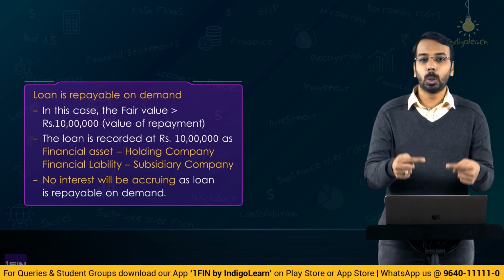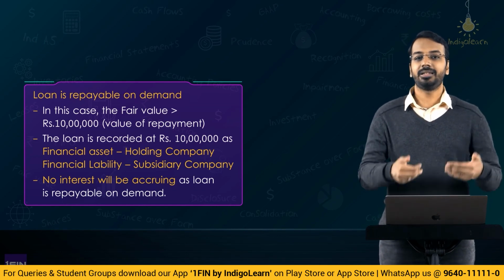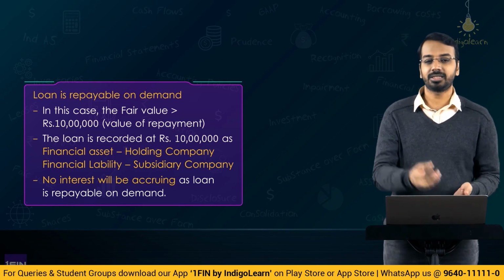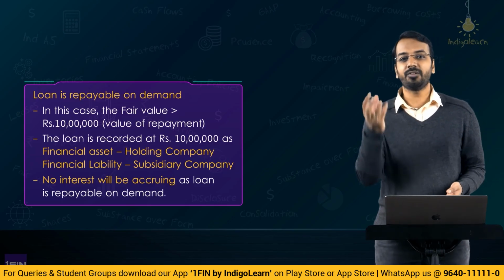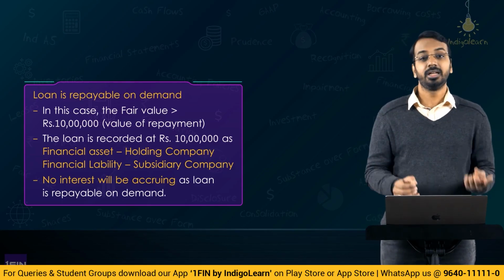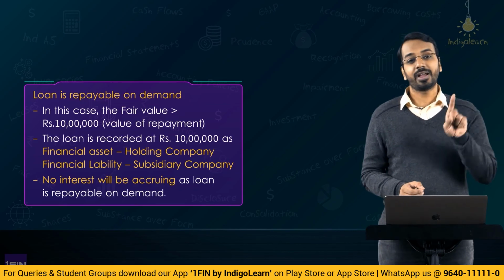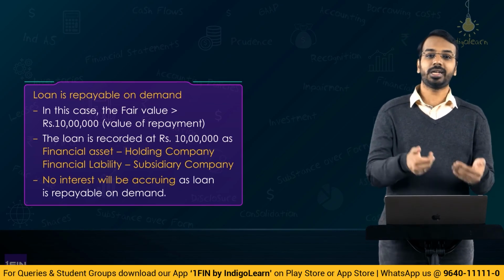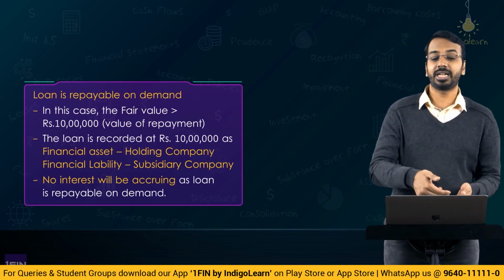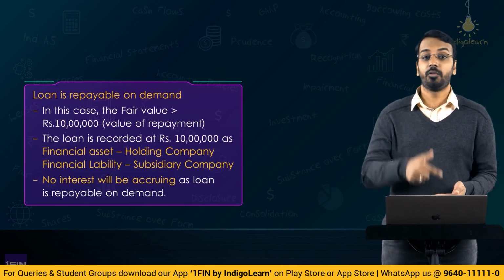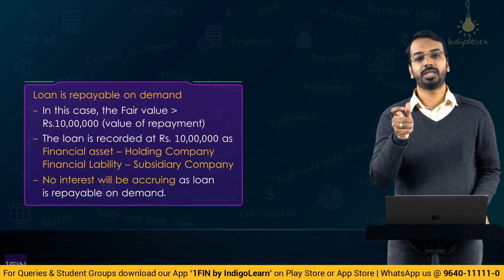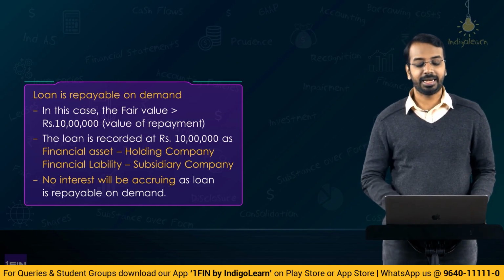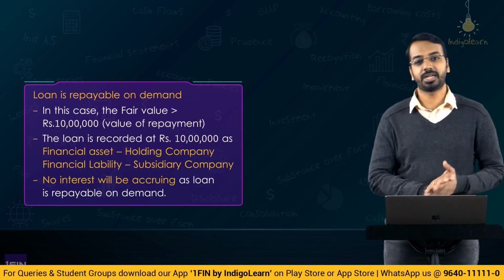So, whenever there is a loan which is repayable on demand and it is an interest-free loan, in that case, the holding company will say, I have a financial asset worth 10 lakhs. The subsidiary company will say, I have a financial liability worth 10 lakhs. Will I add any interest? I will not add any interest because addition of interest will increase the value of the asset, whereas the asset will not be worth more than 10 lakhs. It will remain at 10 lakhs throughout the period of outstanding loan.